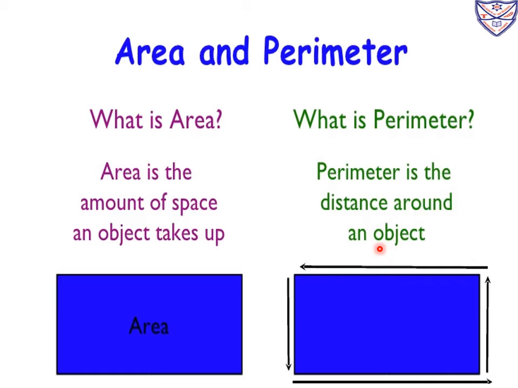Now area and perimeter. So what is area? Area is the amount of space an object takes up. Area means the space taken by the object, means inside of the object how much space the object has taken, that is area. And what is perimeter? Perimeter is the distance around an object, the boundary of the object, that is known as perimeter.